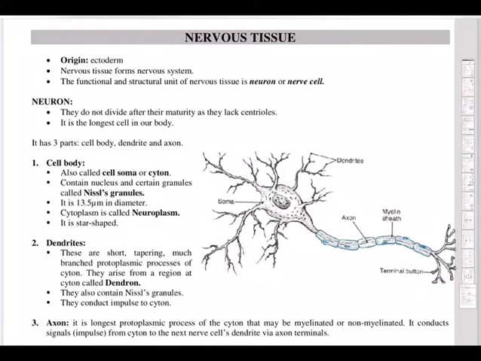The cyton has branches all around it, and each branch is called a dendrite. Each branch of the cyton that is extended in 360 degrees is a dendrite. And if you carefully observe this diagram, you understand that the extended dendrite is the axon. So what is axon? Axon is an extended dendrite.